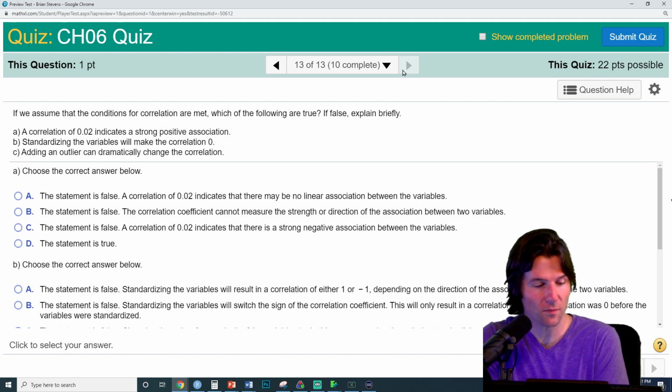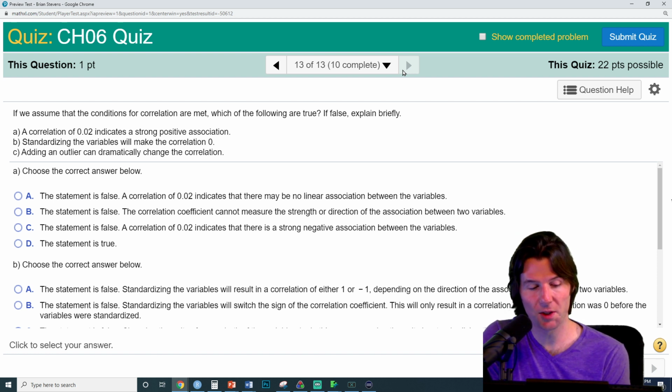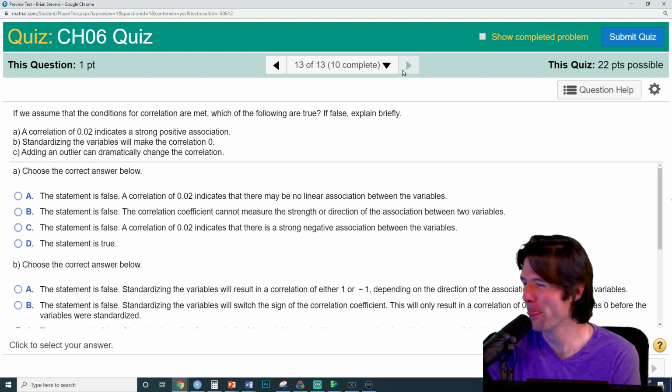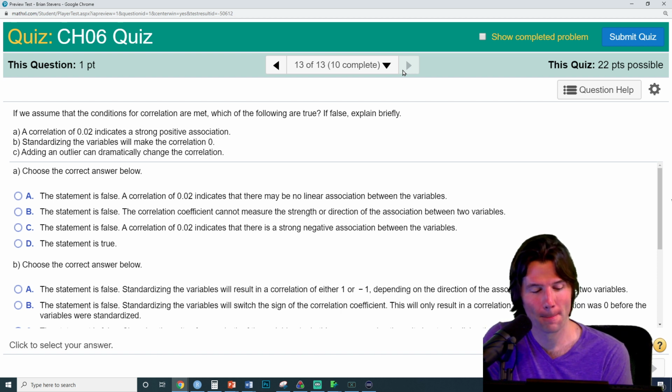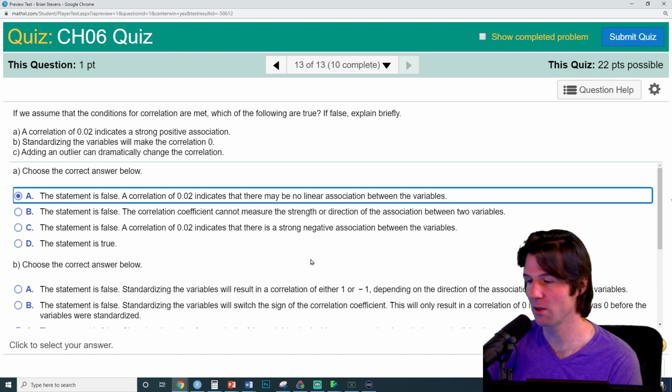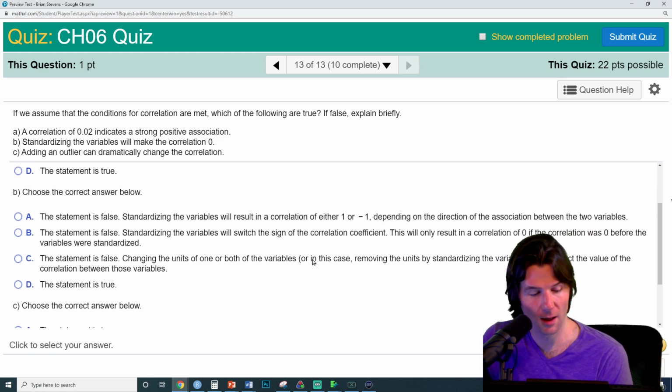We got it. If we assume that the conditions for correlation are met, which of the following is true? Briefly explain. A correlation of 0.02 indicates a... No. 0.02 is extremely weak. So this statement is false. A correlation of 0.02 would mean there's little to no linear association. 0.02 is very weak. It's close to 0.